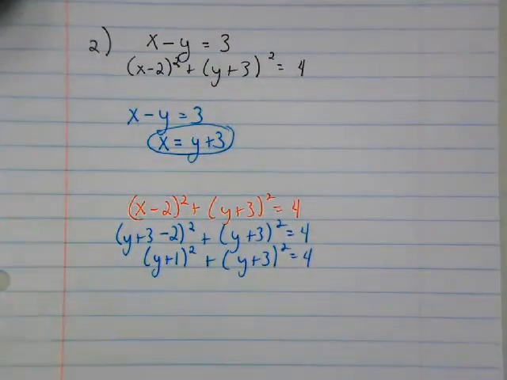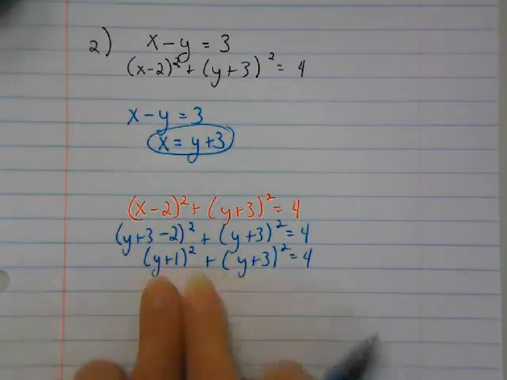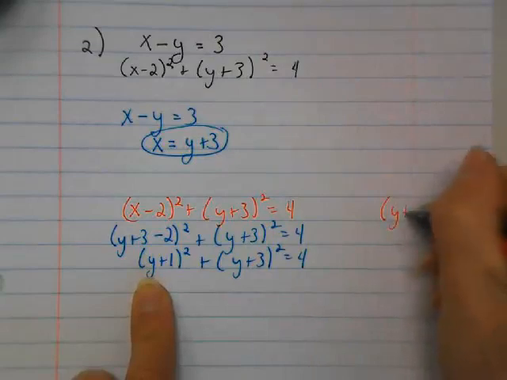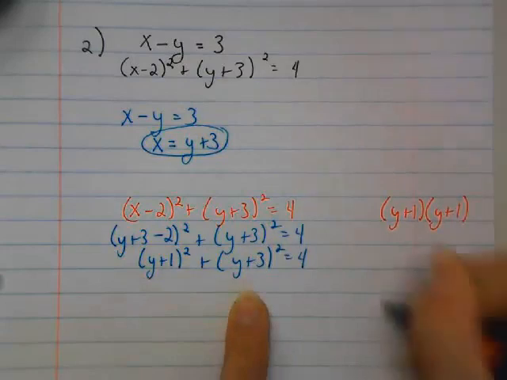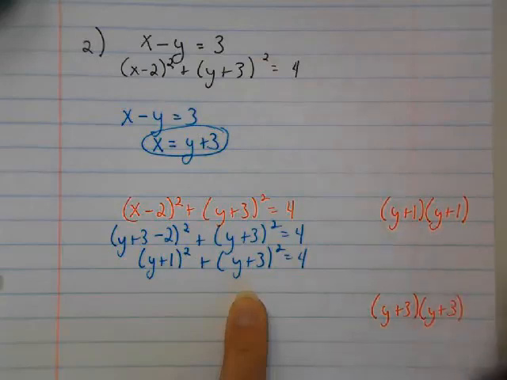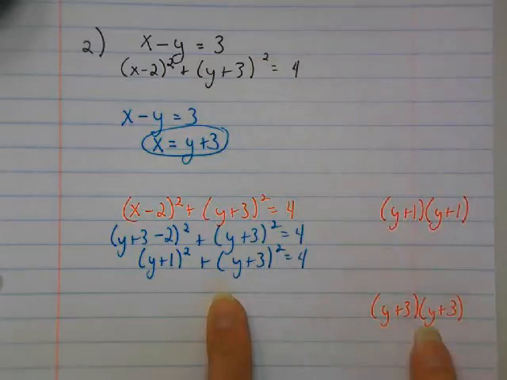Alright, we still have to find y. So what I'm going to have to do now is go ahead and expand both of these binomials. Off to the side, I have to do y plus 1 times y plus 1, and y plus 3 times y plus 3. So now I need to FOIL this and FOIL that.